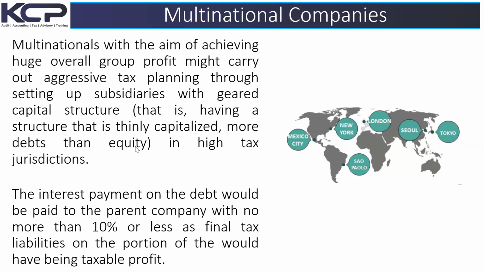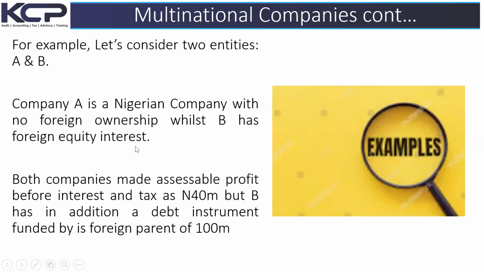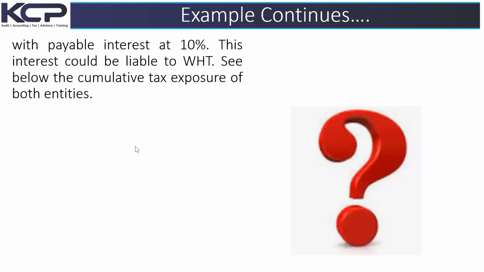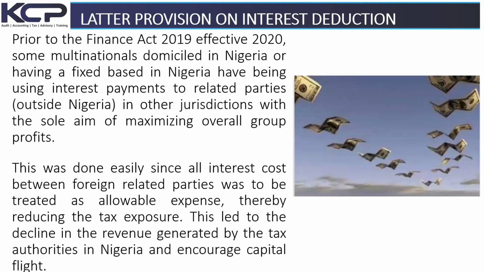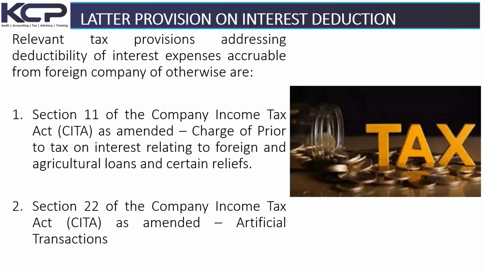We also take into consideration the tax laws we have in Nigeria. What are the sections of the law that speak to interest expense in particular? We're able to identify section 11 that only speaks to charge to tax on interest related to foreign loan and agricultural loan and certain reliefs, right? This category speaks to loans obtained from a foreign source that are used for specific purposes, particularly those in the cottage industry or manufacturing, as the case may be.